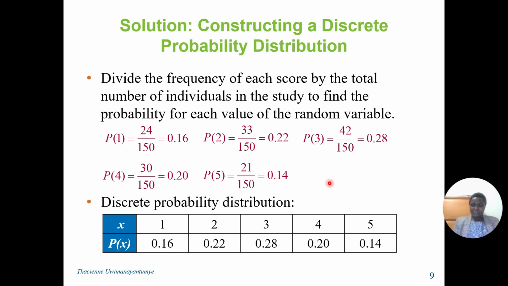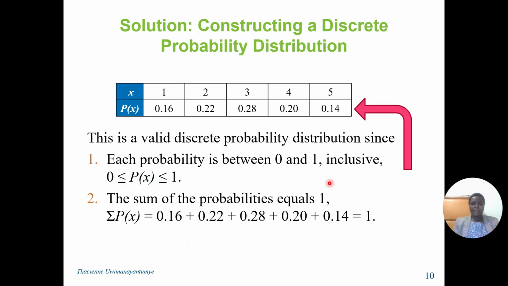And then next, you have to sum them up. If you sum up, you see that the sum is equal to 1. Since the sum is equal to 1 and all the probabilities are between 0 and 1, the probability distribution of x is this one, and this is a random variable, and it is discrete because we have the score to be either 1, 2, 3, 4 or 5.